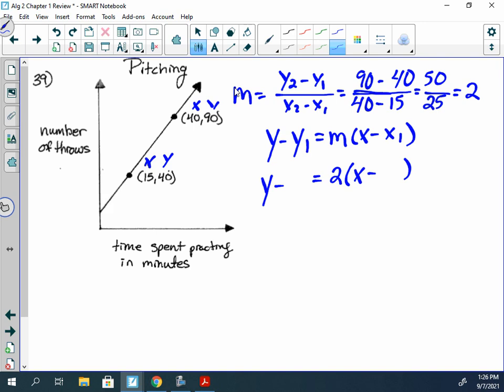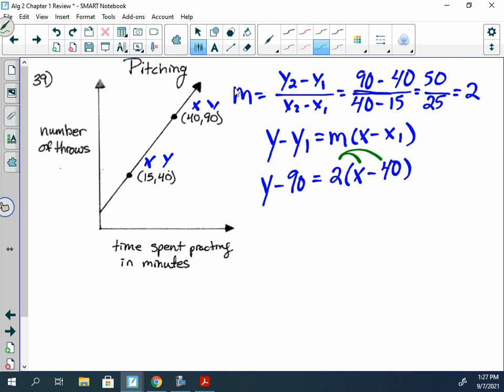Now, since they didn't give us the y-intercept, we're going to have to use point-slope form because we have a point and we have a slope. So I went on and plugged the slope in because we know the slope is 2. What point do we want to use? We can take 90 and 40. It doesn't matter which one we use, we'll get the same thing.